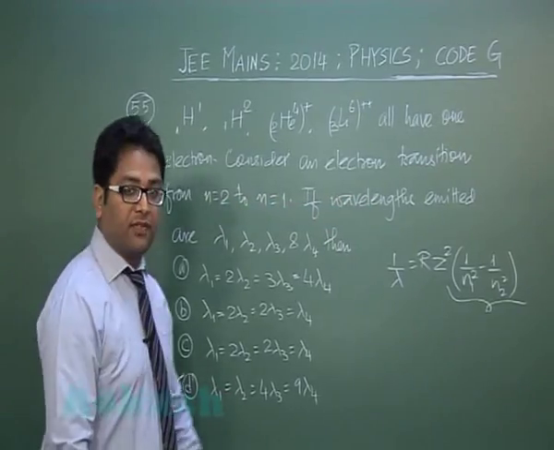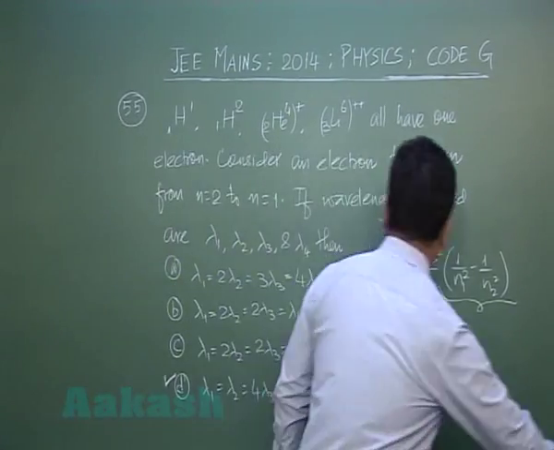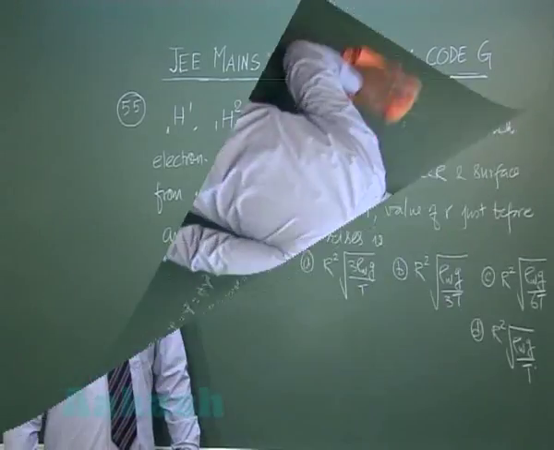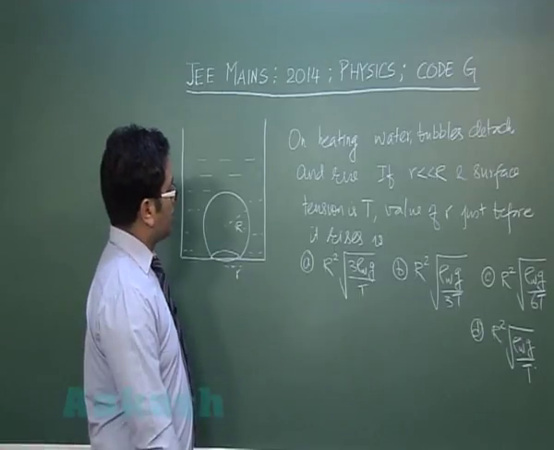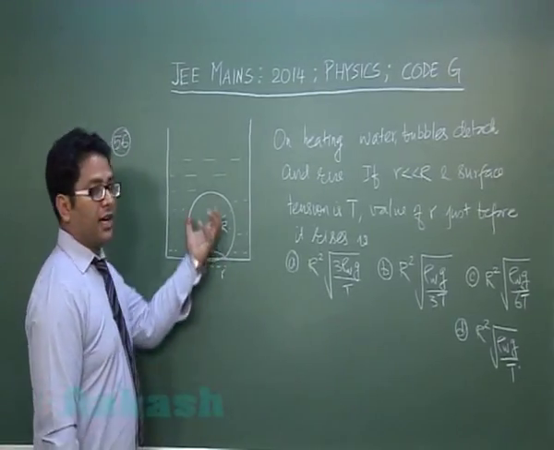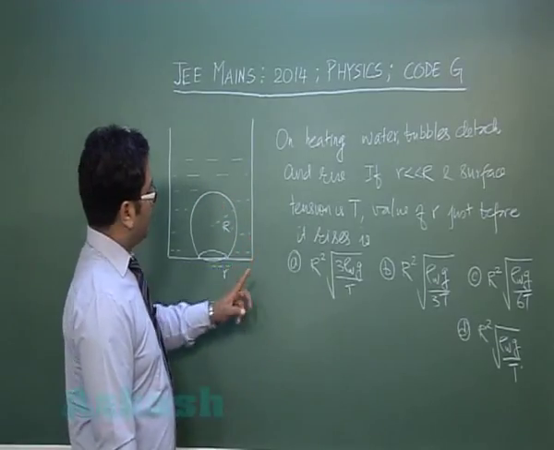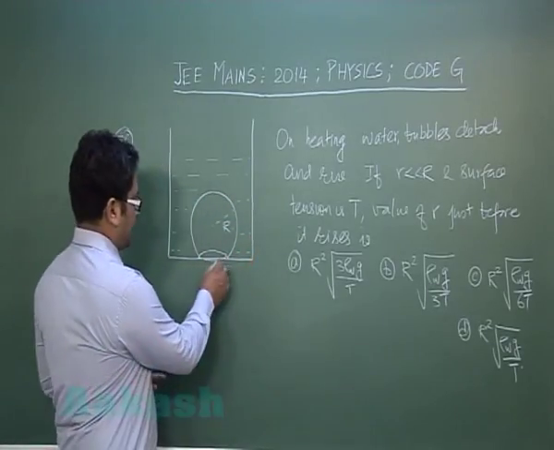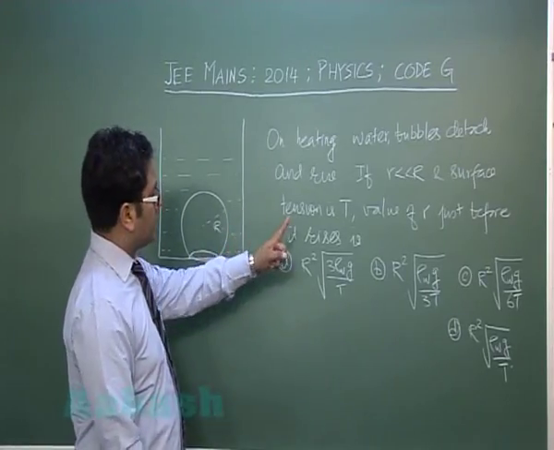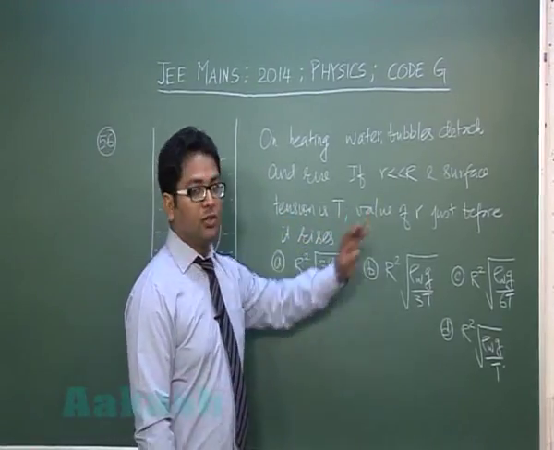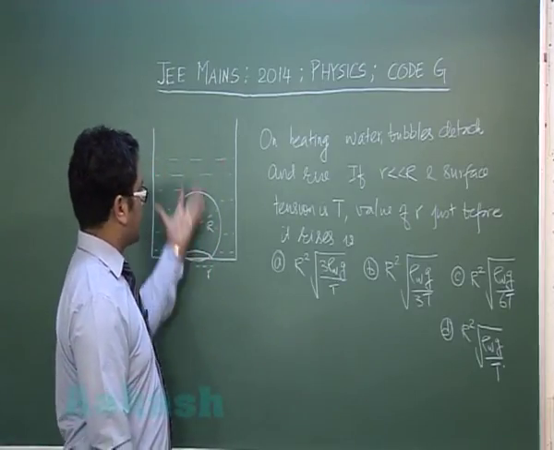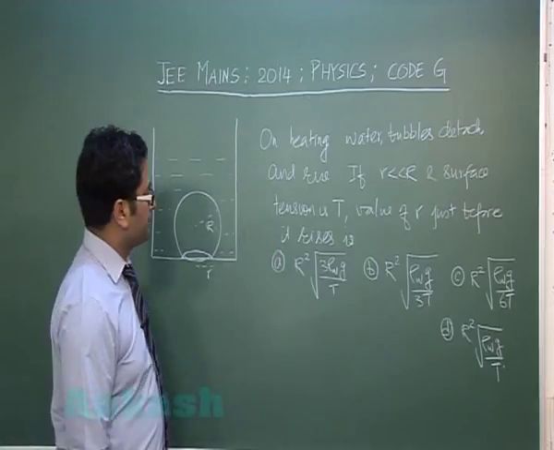Let's see question number 56 now. Question number 56 goes in this way. On heating water, bubbles detach and rise. If this small r is much less than capital R and surface tension is T, we need to calculate the value of small r just before it detaches and it rises.